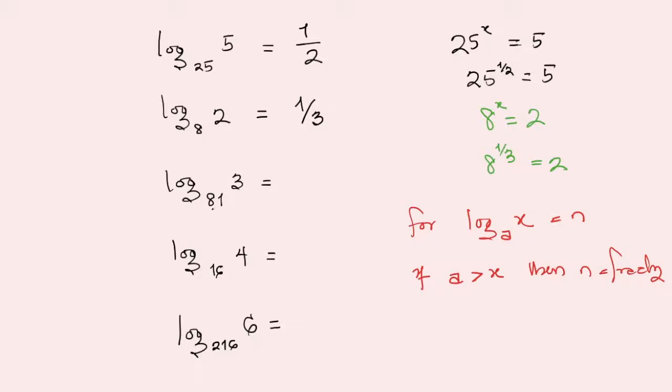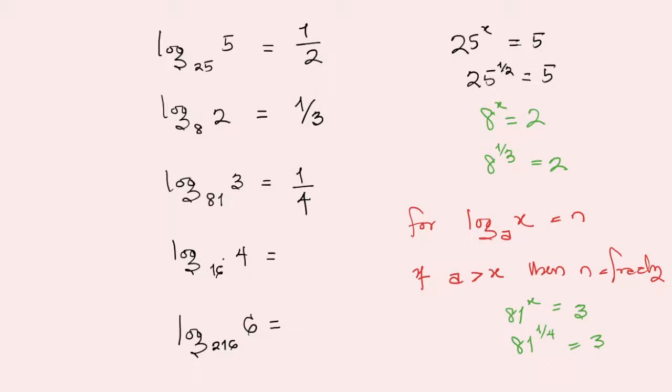So if we continue here, to what power do we have to raise 81 to produce 3? You would notice that 81 raised to the power x produces 3, and x has to be 1 over 4. So 81 raised to the power of 1 over 4 is what produces 3. So our answer here is 1 over 4.